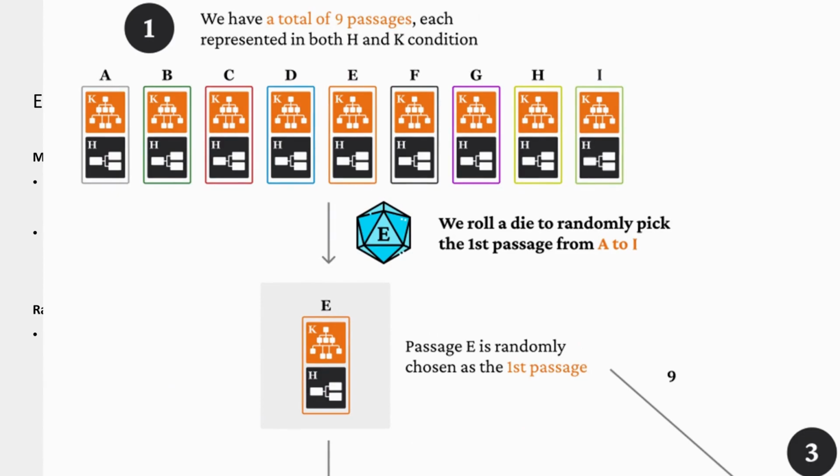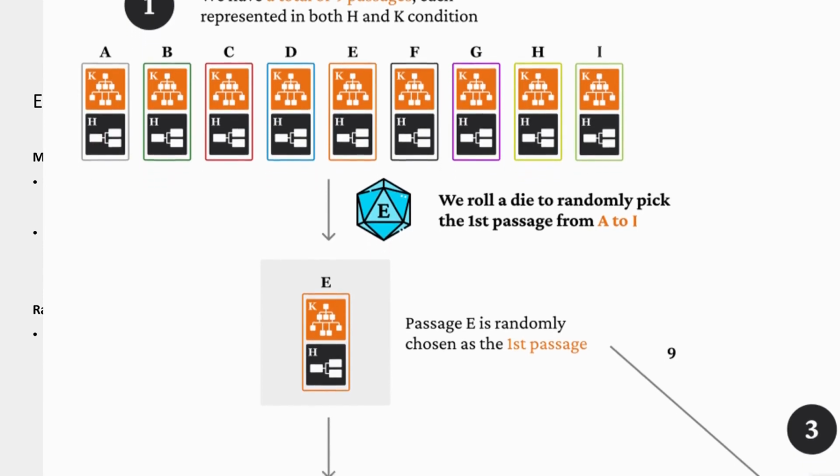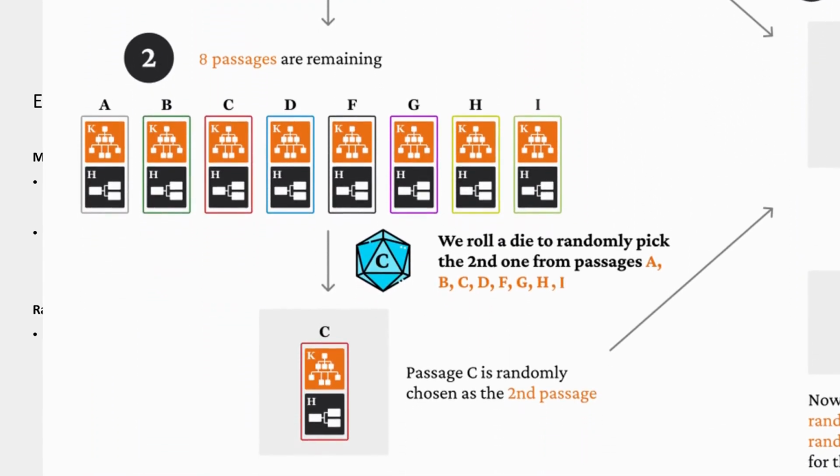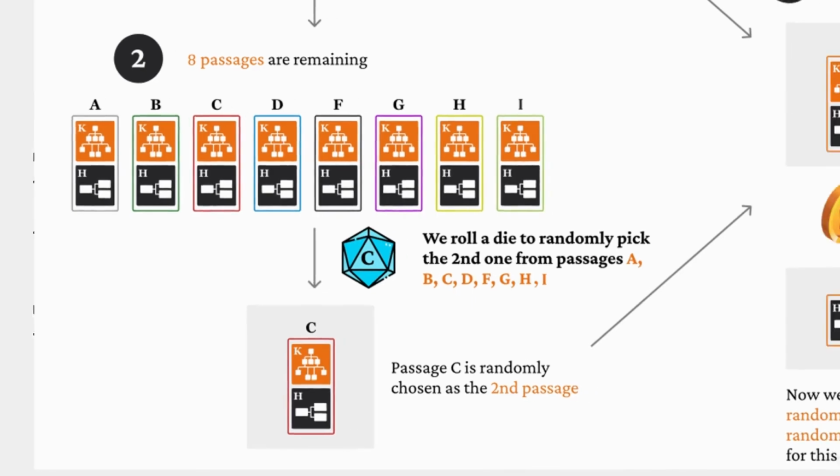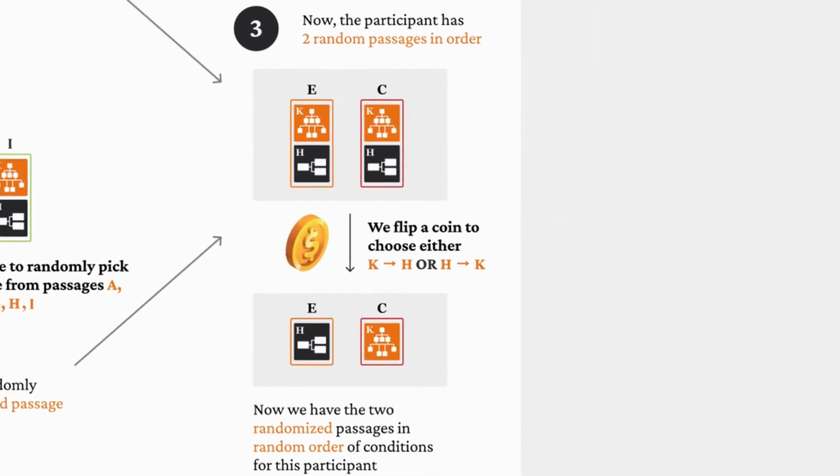For each participant, we randomly chose their first passage from 9 passages. From the remaining 8 passages, we randomly chose their second passage. Then we randomized whether the first passage would be represented as a hybrid map or a knowledge model. The other passage was then presented using the other representation.